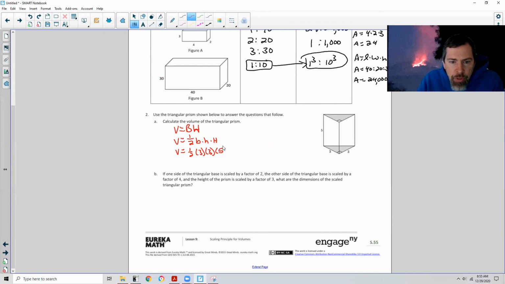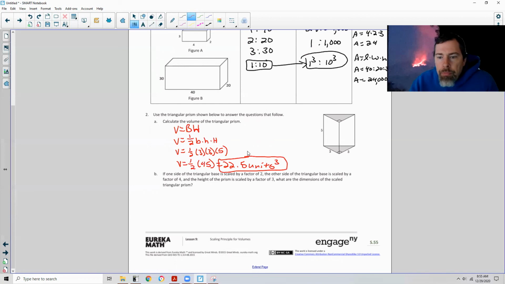Don't confuse the two heights. Okay, I don't have any even numbers, so I can't get rid of my half. So volume equals 1/2, and 3 times 3 is 9, 9 times 5 is 45. Half of 45 is 22.5 units cubed. So the answer is 22.5 cubic units.